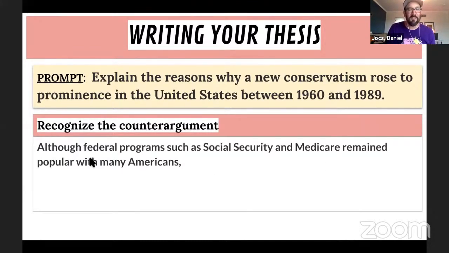So for example, you might say something like, although federal programs such as Social Security and Medicare remain popular with many Americans. So it's saying, yes, there's a new conservative movement, but that doesn't mean all the liberal programs are hated. In fact, they're still around. They're still popular amongst many Americans. So it's saying, yes, a new movement's going to arise, but it doesn't mean we're going back to the days of laissez-faire. And recognizing the counter argument, I think, is very important, especially for those of you aiming for a 4 or 5 on your exam.